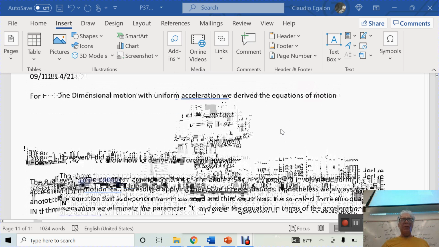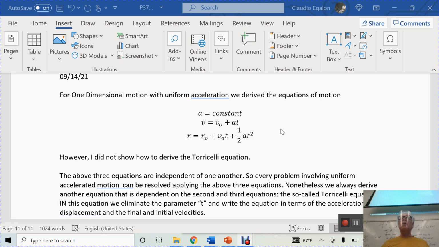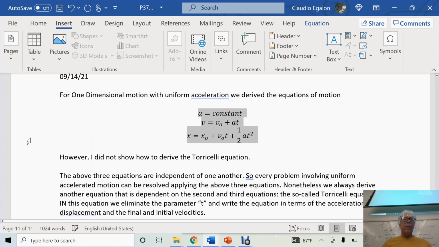September 14th, 2021. What we're doing here, we are deriving the Torricelli equation from two of the equations that we found for uniform acceleration, right? Like I said, the Torricelli equation is not an independent equation, but it's a useful equation. If you know those three equations, you know everything about uniform acceleration.